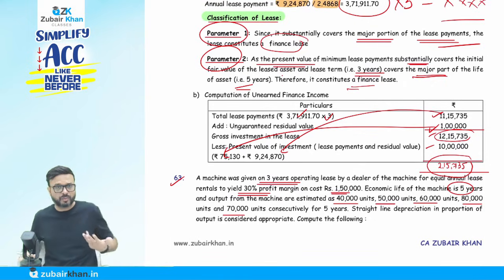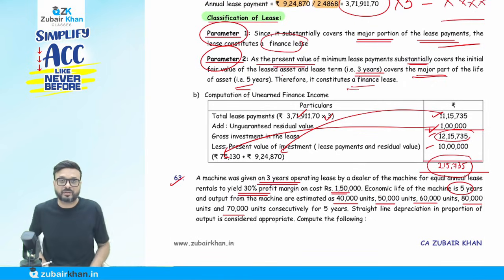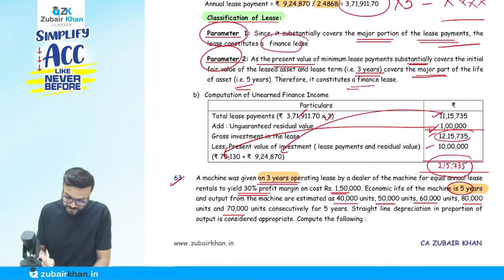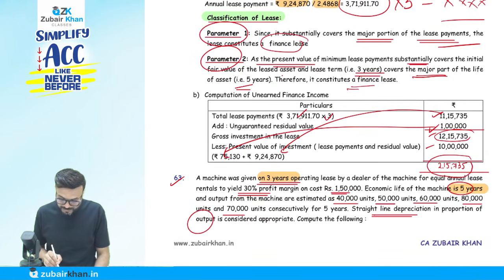So they have given the output for the 3 years, but they are taking the asset on lease for 3 years only. The life is 5 years, but we are taking it on lease for 3 years. So now straight line depreciation in proportion to the output is considered appropriate.